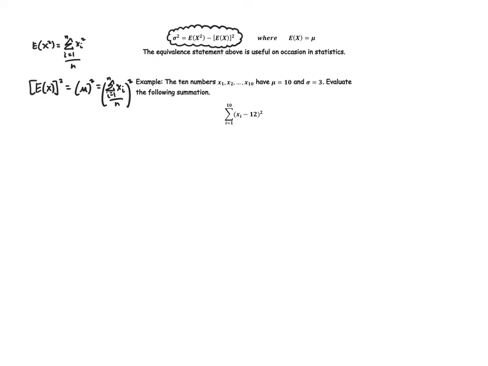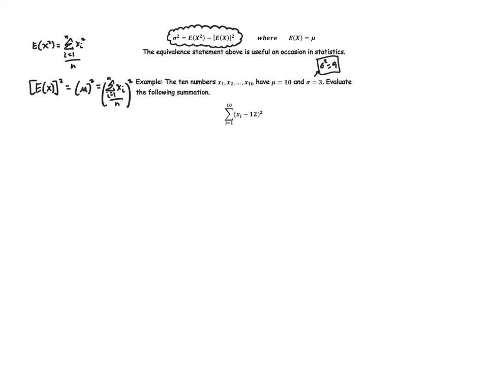So let's get to it. The 10 numbers, x1, x2, all the way up to x10, have a mean of 10 and a standard deviation of 3. So if the standard deviation is 3, then the variance is 9. Okay, let's hang on to that.